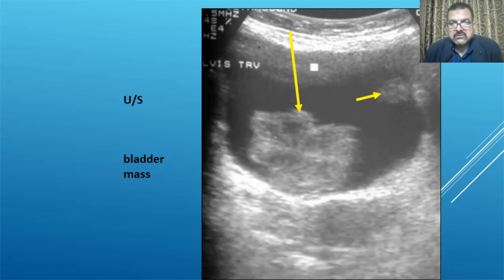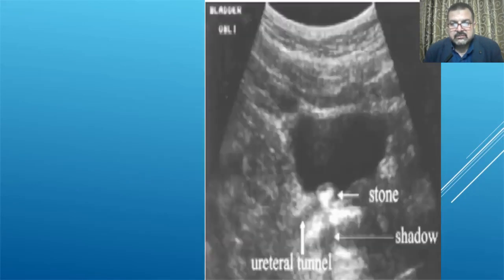Here ultrasound shows hypoechoic areas in the bladder, which can usually be tumors. Here there is a stone in the ureter or in the bladder.